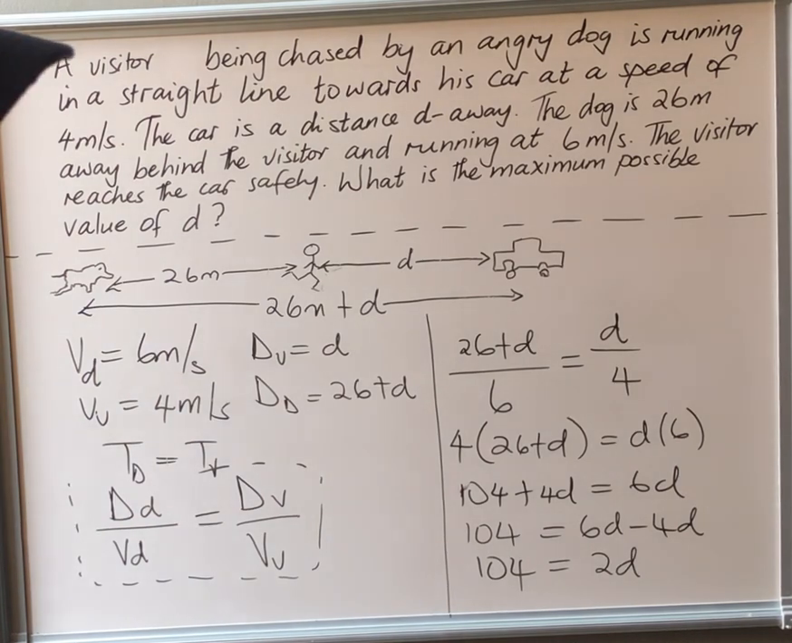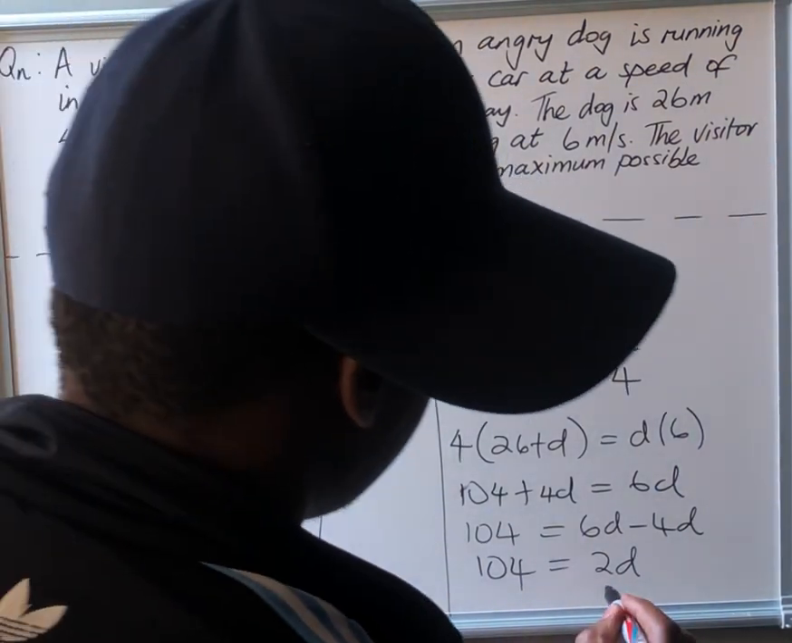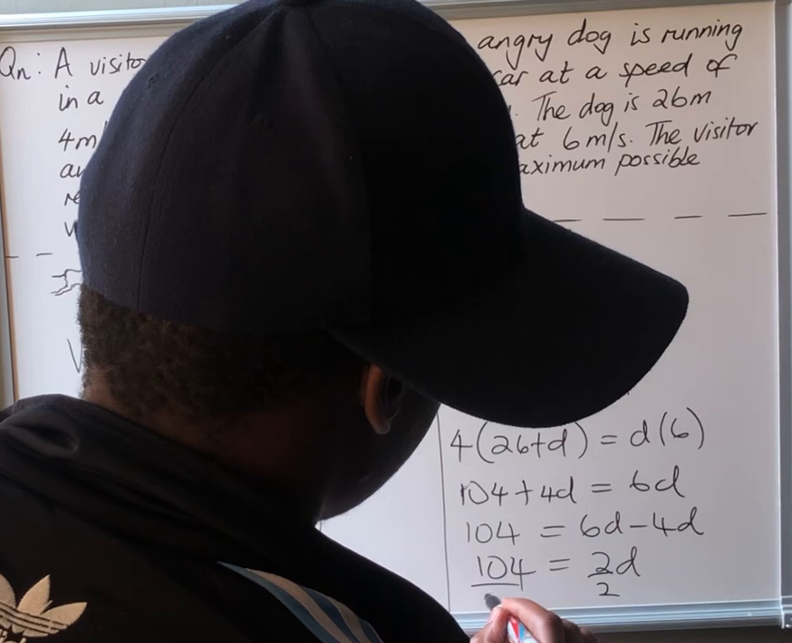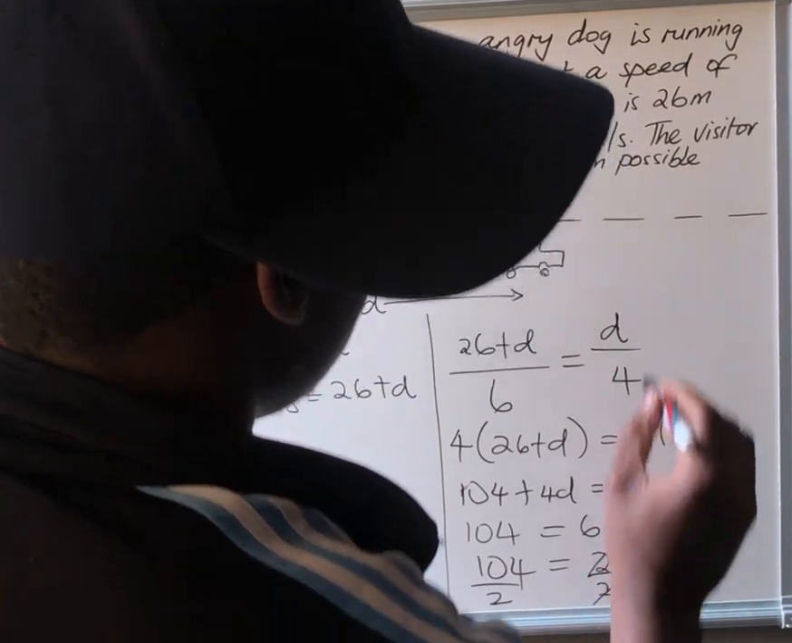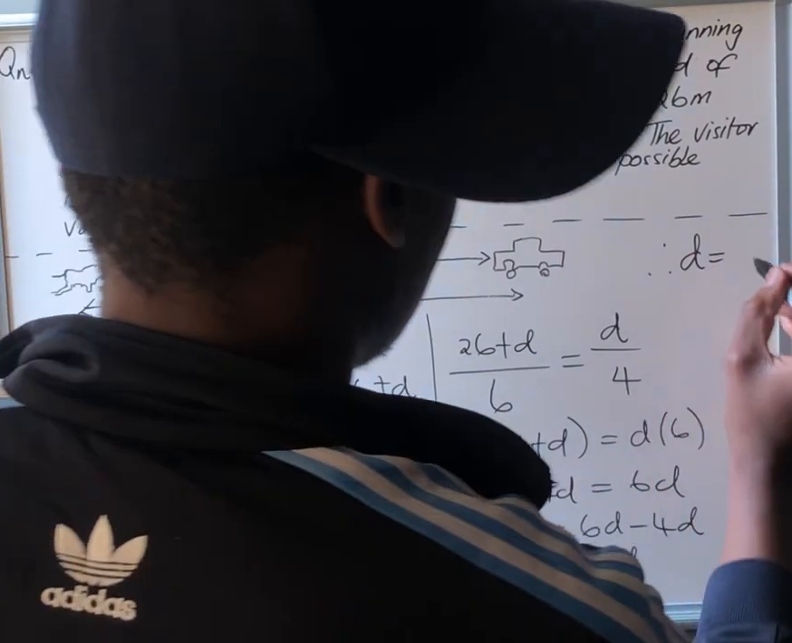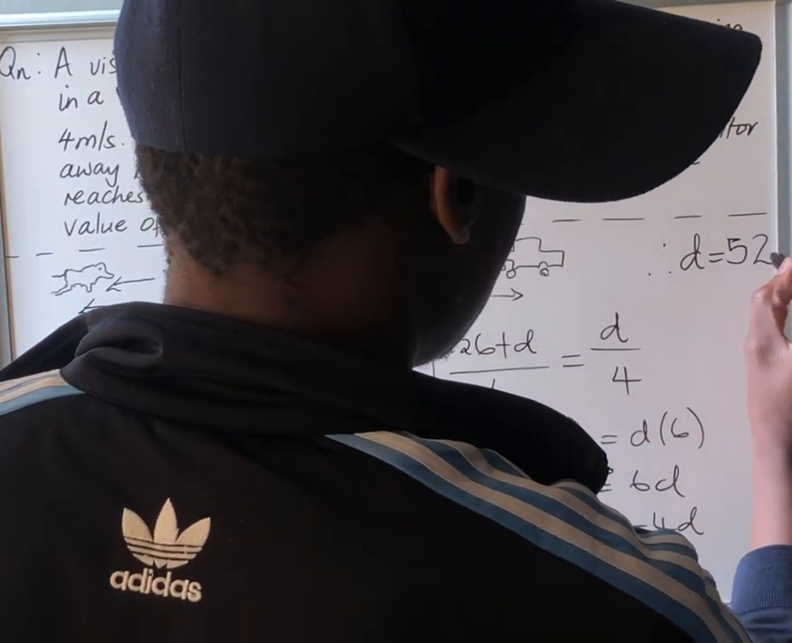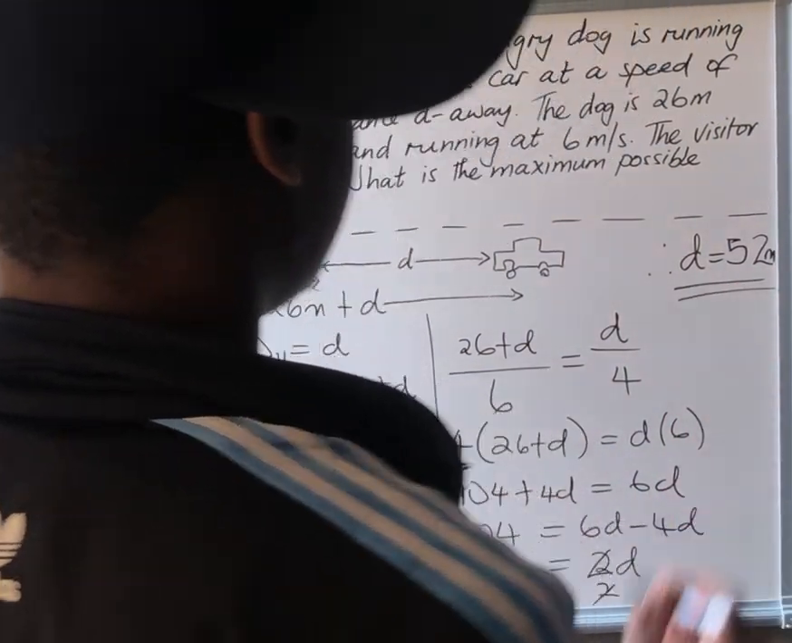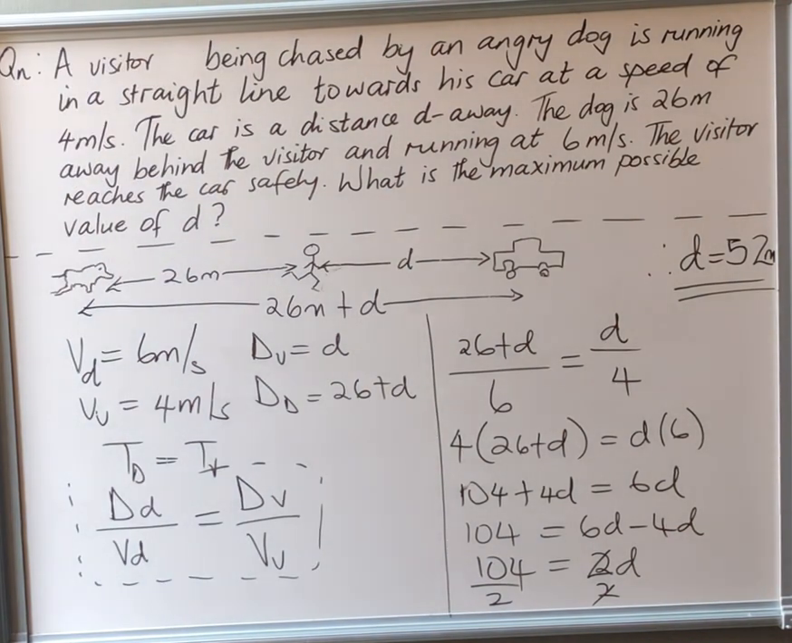We want the value of d. We divide both sides by 2. Therefore, our d is going to be equal to 52 meters.